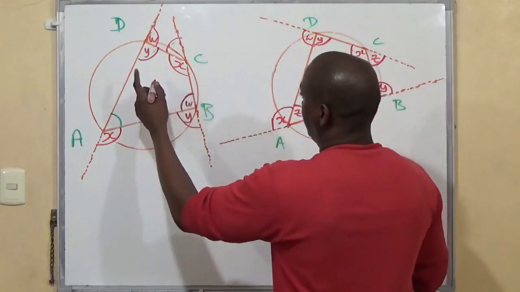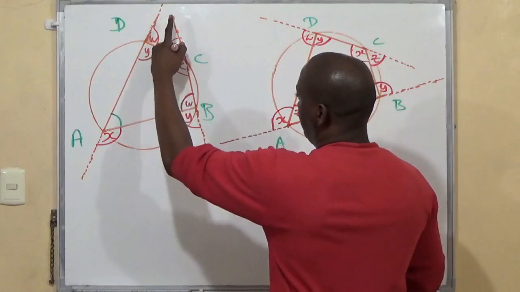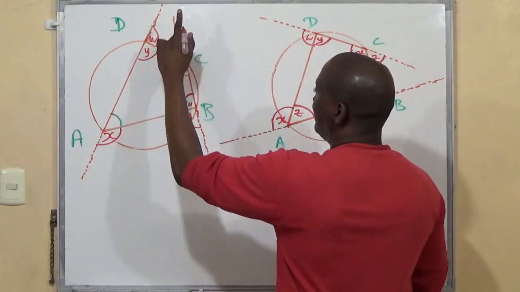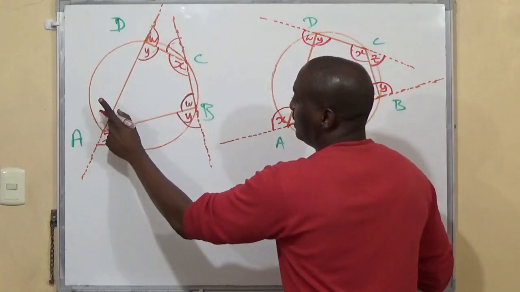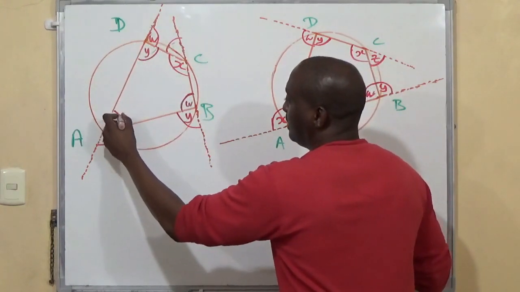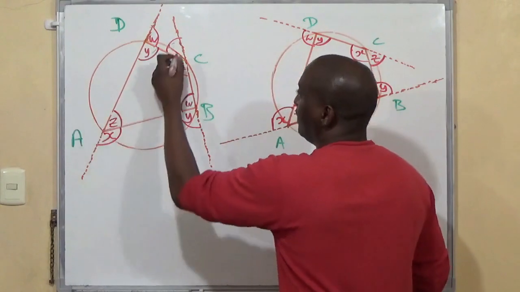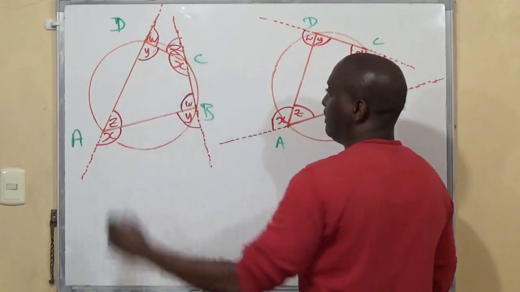So this one will be what? This exterior angle will be equal to this interior opposite angle. So this is the angle Z here, and this will be the same angle Z here.